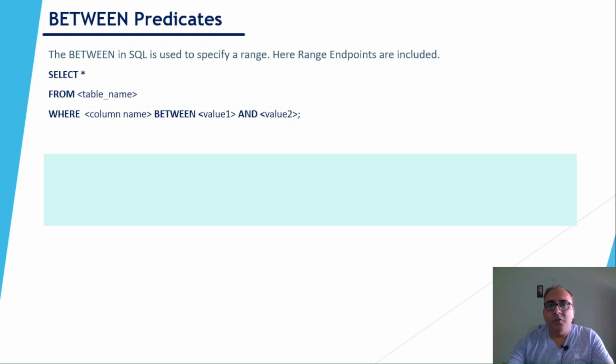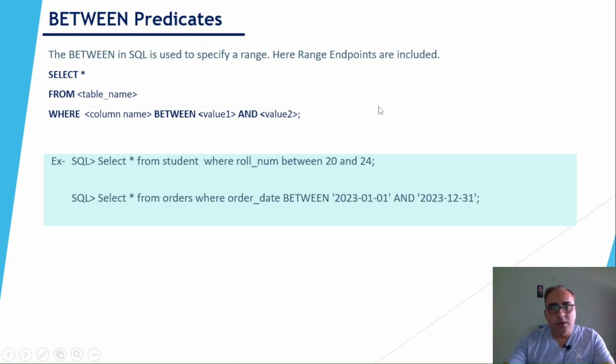Here we have to keep one thing in mind: the end points are also included in this particular range. So if we are defining the range 10 to 20, it means 10 and 20 are both included in the calculations. Now let's look at the syntax. Select star from table name where column name BETWEEN value 1 AND value 2. So this is how we can use BETWEEN. Let's look at the examples.